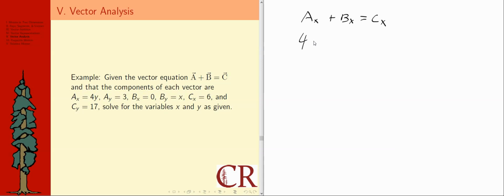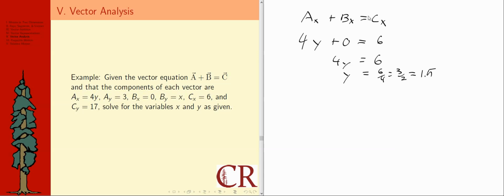So my next step is to replace each component with what is there. a sub x is equal to 4 times y. b sub x is equal to 0, so I can just put 0 in for that. And c sub x is equal to 6. So that means 4y is equal to 6, which anyone can see that if you divide both sides by 4, y would be equal to 6 divided by 4. 6 divided by 4, of course, is equal to 3 over 2, and as a decimal is equal to 1.5.